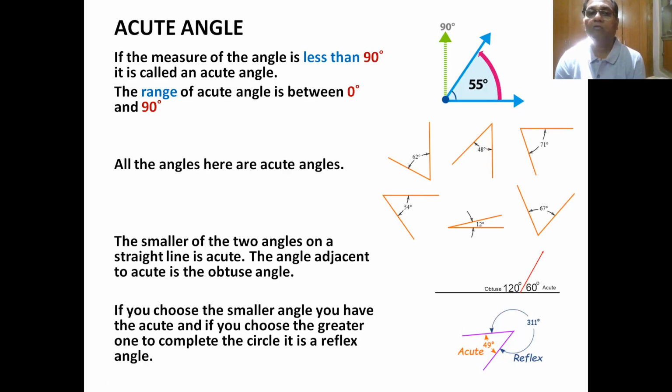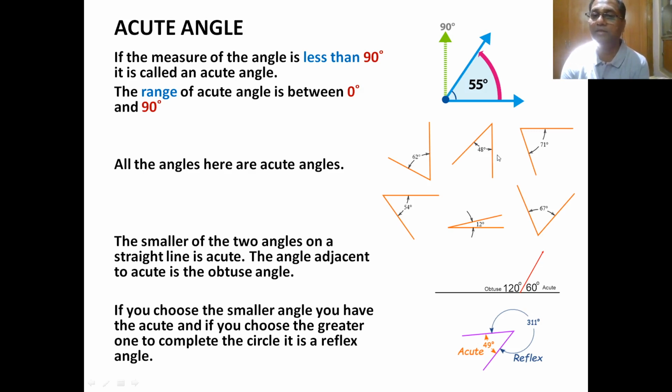Now let us see what an acute angle is. If the measure of the angle is less than 90 degrees, it is called an acute angle. You can see the two blue rays making an acute angle because this is the 90 degree line and this angle is less than 90 degrees. So it is an acute angle. The range of an acute angle is between 0 degrees and 90 degrees, so it starts from 1 degree to 89 degrees. 1 degree, 2 degrees, 3 degrees, 4 degrees, any angle till 89 degrees, we call it an acute angle.